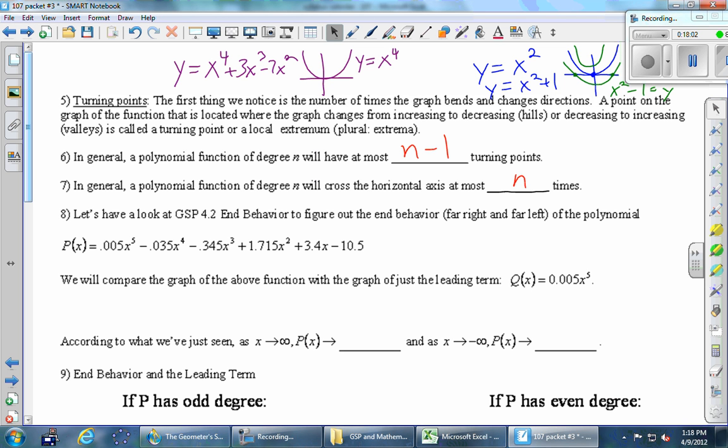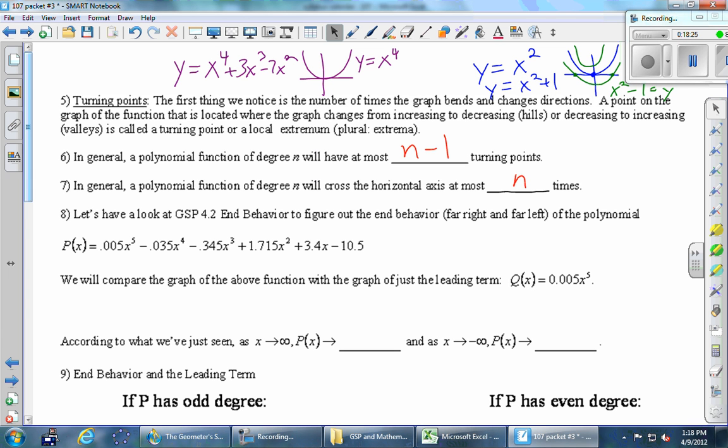Okay, you don't need to read it. So there is a polynomial. What's the degree? Degree 5. How many turning points do you expect? At most 4. How many x-intercepts do you expect? At most 5. But this is quite a complicated function, and the graph is going to be quite complicated.